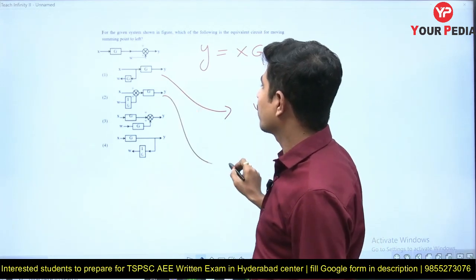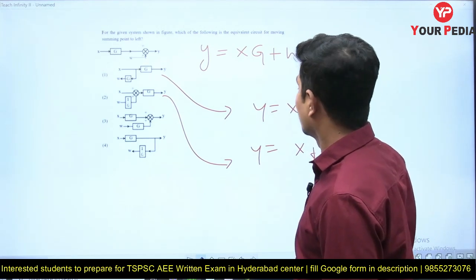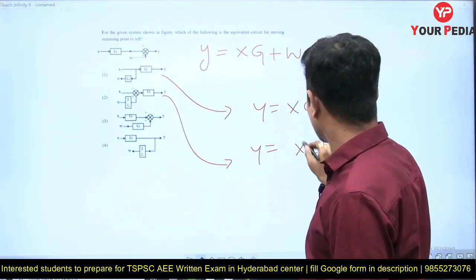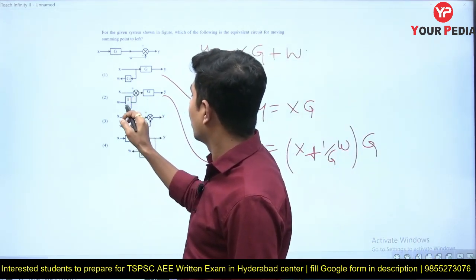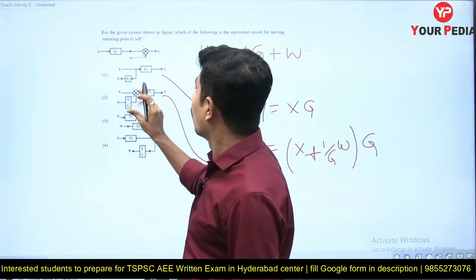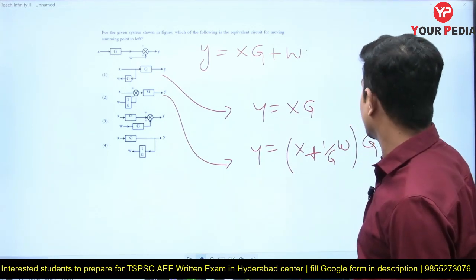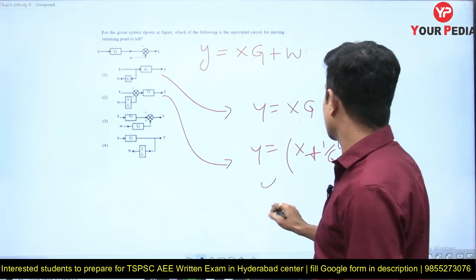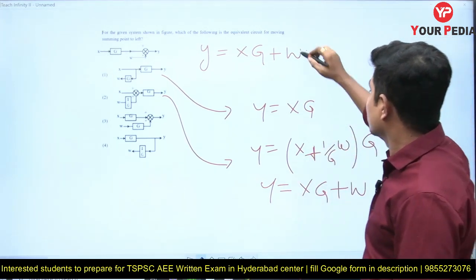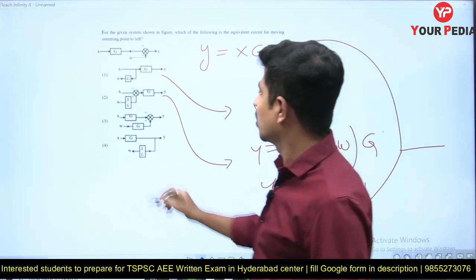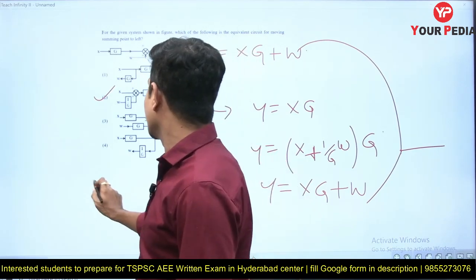Then I'll check the second one. Y is equal to (X plus (1 by G) into W) into G. X is coming to the summing point with a plus symbol, W into 1 by G is coming with a plus symbol, both are getting added and multiplied with G. So (X plus W by G) into G is equal to Y. Now if you solve this, Y is equal to XG plus W, because this G will get cancelled. So this is matching. Option 2 is matching. You can check the other options also. Sometimes more than one option may match. Now let's see, Y is equal to what is this?